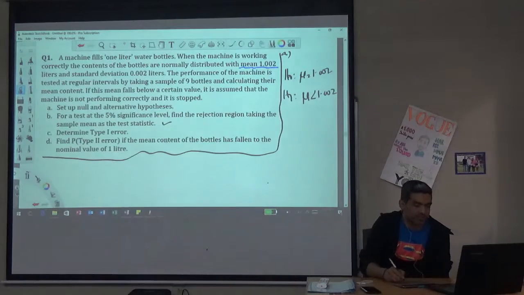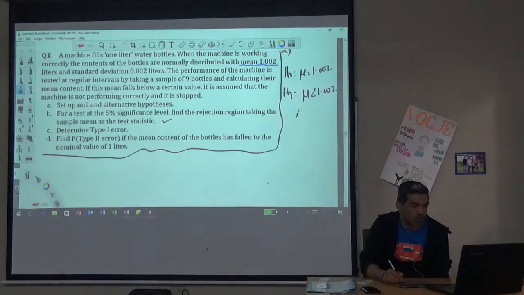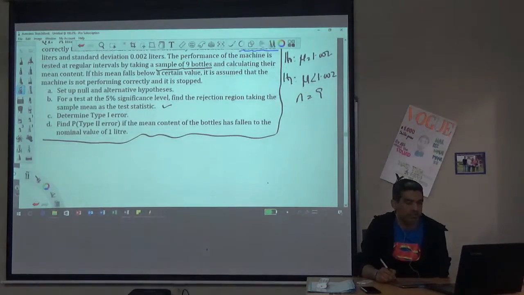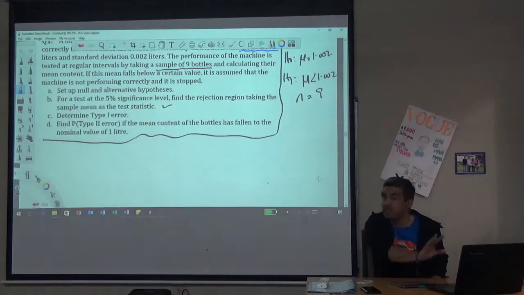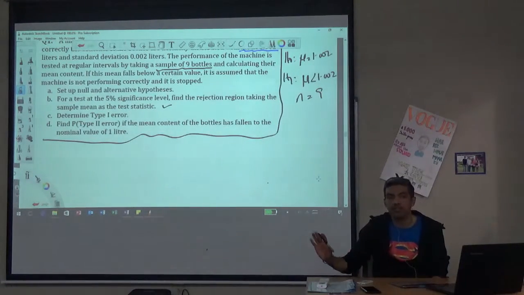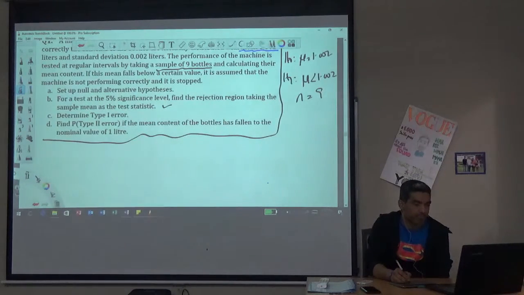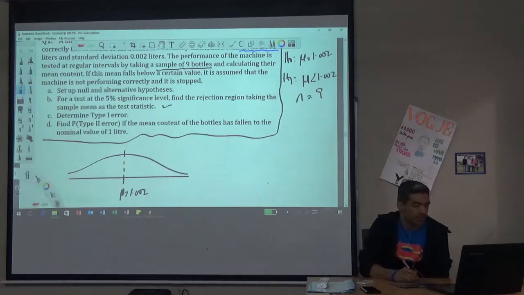So it's a one-tailed test. Sample size is how much? Sample size is 9. We've already said a sample of 9 bottles is taken. Right? We don't need to know the mean of the sample because we're not testing, we're just identifying the rejection region at the moment. So mean 1.002 right in the middle. Rejection region on either side? No, on the left side only. Yeah, it's a one-tailed test, it's only on the left side.